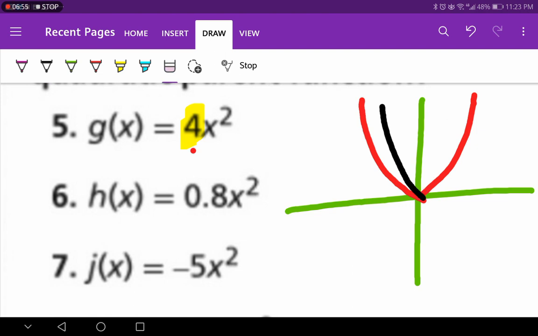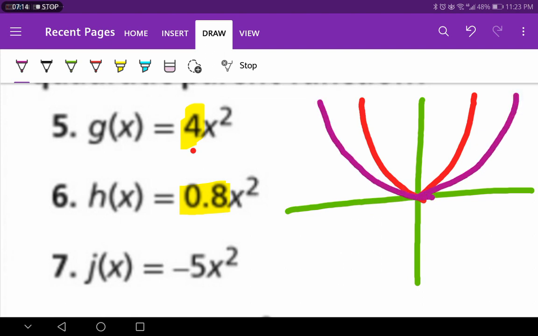Good. Now what about h(x) equals 0.8x squared? Will it be wider or narrow? Yes, it will be wider, so it will be wider than the parent.